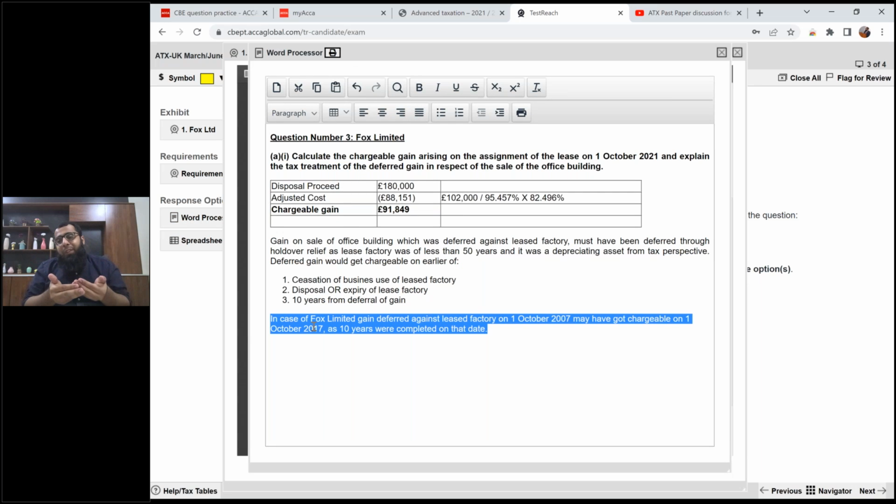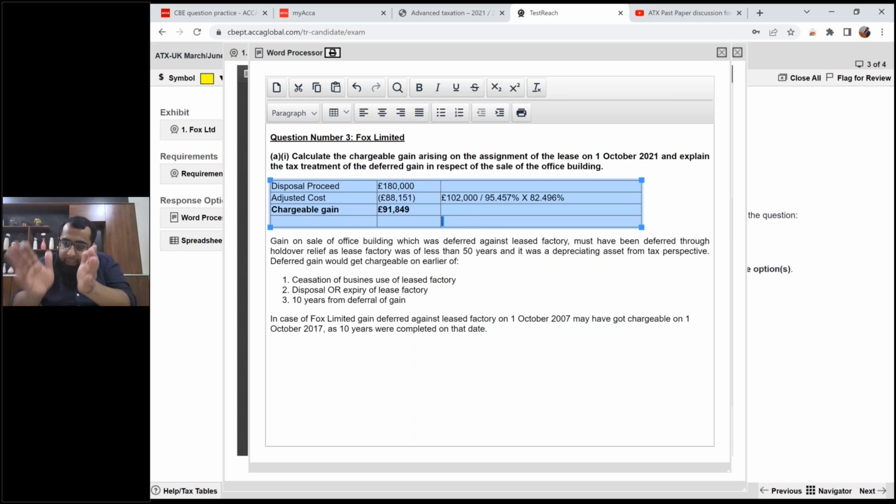You are mixing two things, my friend. This would be a big blunder. Disposal of lease is something different. 91,849 is a gain on lease. It will get chargeable separately. There is nothing to think about it. It's done.